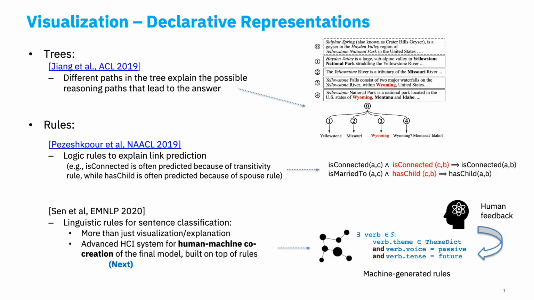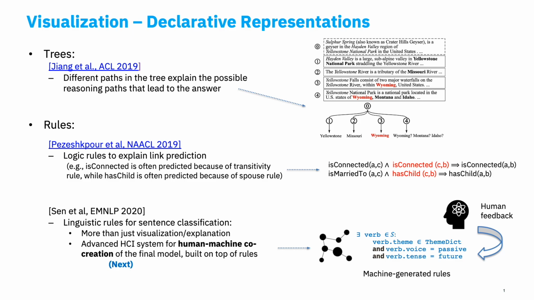We now discuss the case of visualization when explanations are given as declarative representations. Recall from the earlier part that the main idea of declarative induction is to construct human-readable representations such as trees, programs, and rules, which can provide local or global explanations.